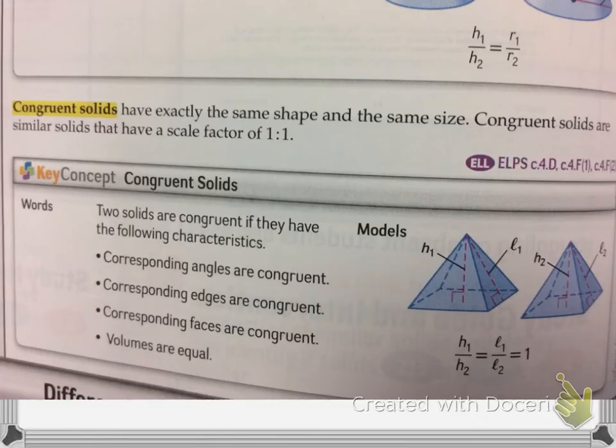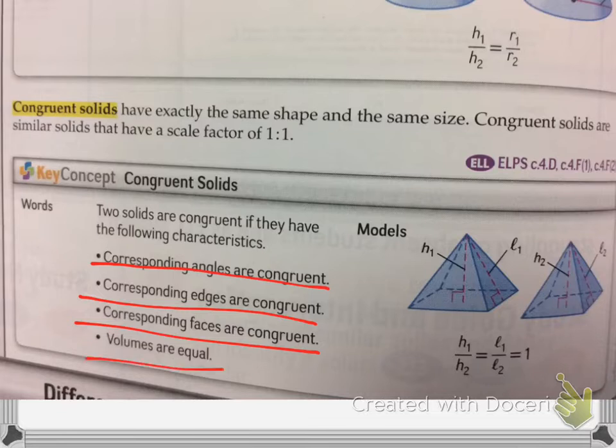Okay, so what does that mean? Well, let's look at an example. But first, let's talk about congruent solids. Congruent solids are basically the same size, same shape. They're exactly the same in every way. Maybe they look somewhat different, but basically we should be able to tell. If you divide the heights, or the lengths, or similar corresponding measurements and you get an answer of 1, then you know they should be the same size, same shape. Corresponding angles should be congruent, corresponding edges should be congruent, everything should be congruent.